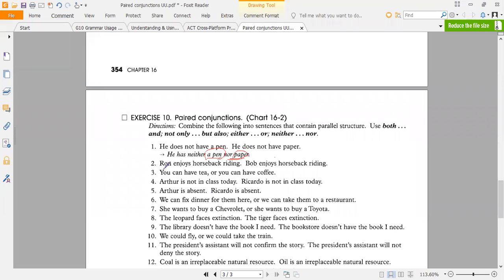Yusuf, go ahead with number two. Ron enjoys horseback riding. Bob enjoys horseback riding. So we have Ron and his friend Bob. Which correlative or which paired conjunction is most appropriate in this sentence if you want to combine these two sentences into one?